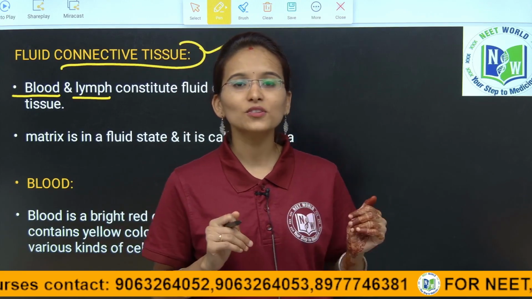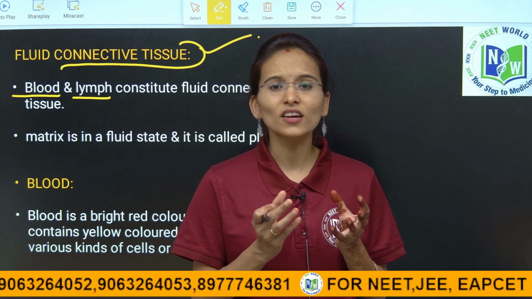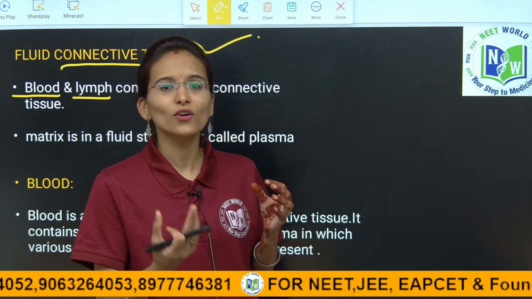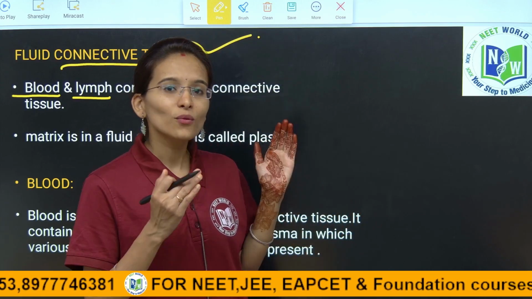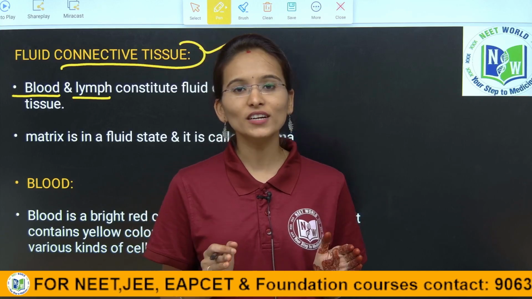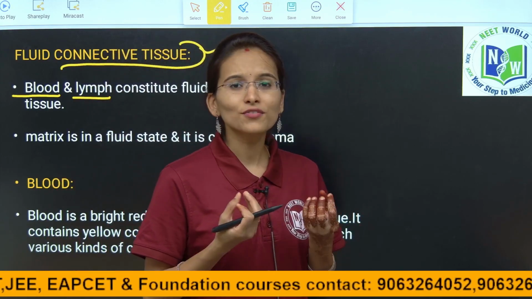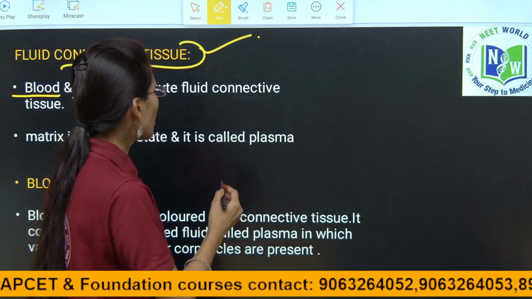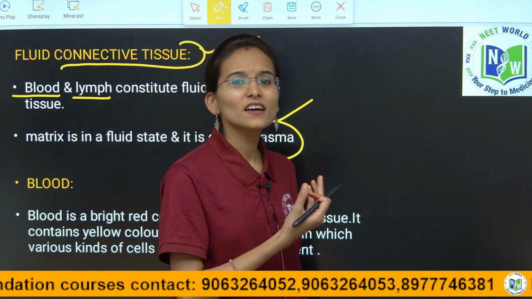And when it comes to the bone, the matrix is very rigidly arranged in the form of concentric circles, and we call it a lamella. Now here also the matrix is present inside the fluid connective tissues. The matrix is actually in a fluid state, and that matrix is called plasma. So plasma is a fluid.